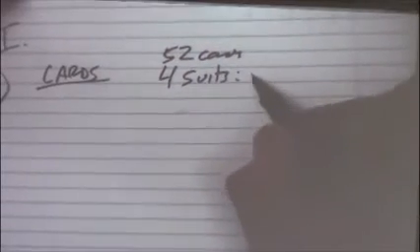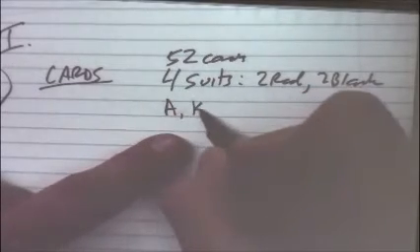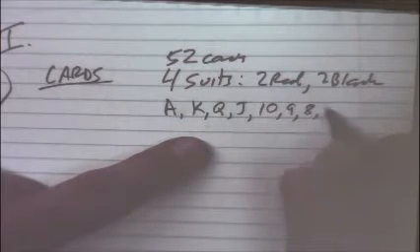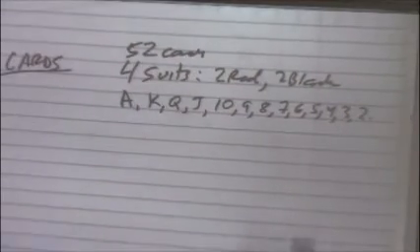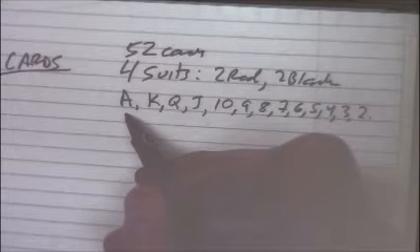So the basic things are that there's 52 cards total, and there's 4 suits, 2 red and 2 black, so they cut the deck exactly in half. And then in each suit, there's an ace, a king, queen, a jack, and then 10, 9, 8, 7, 6, 5, 4, 3, and 2. There's no 1 because in some games the ace counts as 1 and in others it counts as 10 or 15, usually 15.